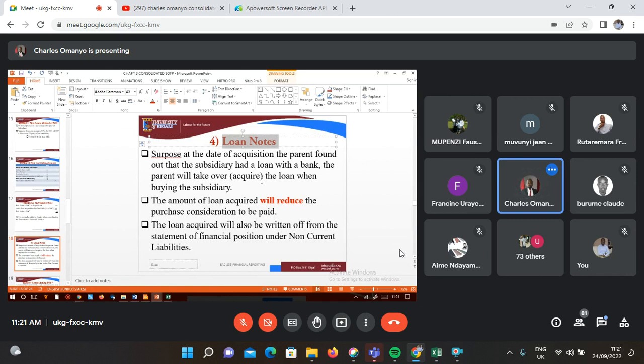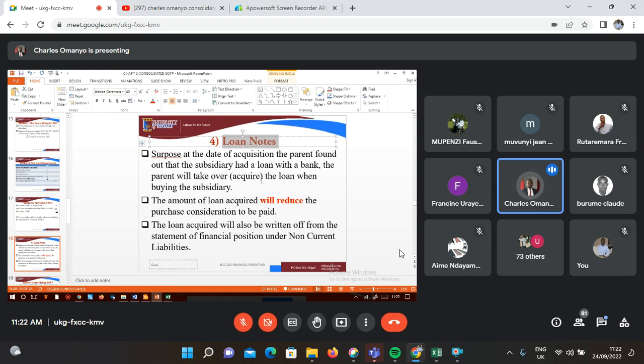Let me use 20 million. The subsidiary asked you to pay purchase consideration of 100 million, but you have found they have a loan of 20 million. So you get into an agreement with the subsidiary: why don't I take over your loan? Why don't I acquire your loan? Your loan was 20 million. Now, instead of paying you 100 million, why don't I pay you 80 million? And then the extra 20 million is used to pay what? The loan. I take over your loan.